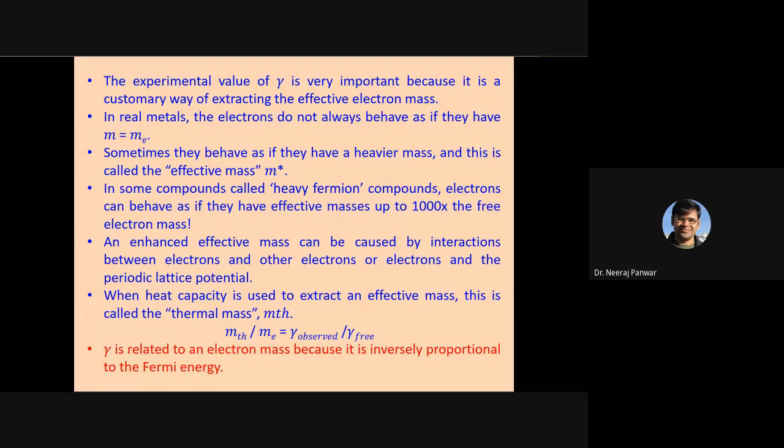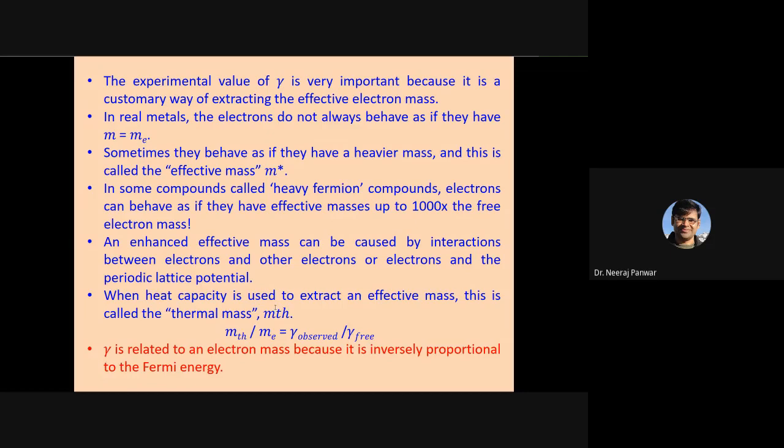And we know that in the Sommerfeld expression, we have ignored the interaction of electrons with other electrons and their interaction with the positive ion cores. But in practice, or experimentally, the electrons inside the metals will interact with other electrons and they will also interact with positive ion cores. Therefore, in such metals, the electrons' effective mass could be much higher than the mass of a free electron.